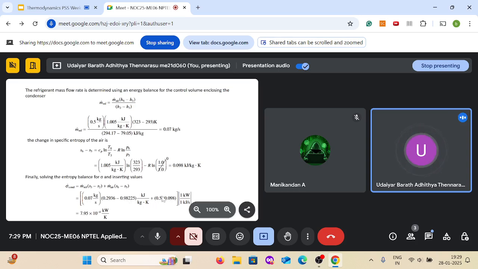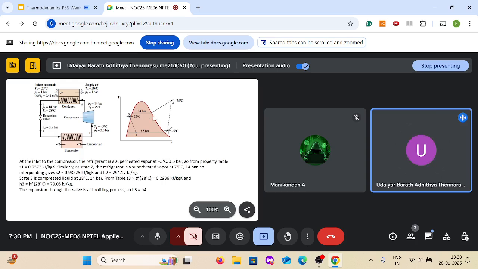Plus, you also have to be careful here. Entropy change is happening in two ways for the refrigerant. One is the temperature change, and the other is the latent change, the latent heat. Because of that there is entropy change, but this is happening at constant temperature, which we have already calculated.